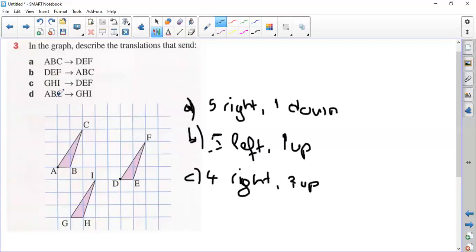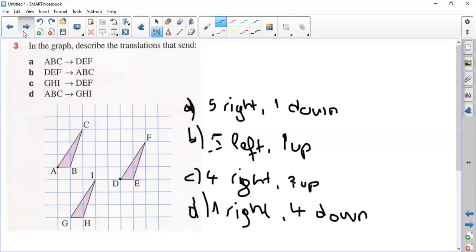Now we have to describe the translation between ABC and GHI. It means this triangle has moved to this position. Again, A corresponds to G. So A moves 1 right and 1, 2, 3, 4 down. Okay, so I have 1 right and 4 down. So this one is the movement. Let's check for the others. B goes to H, so 1, 2, 3, 4, and C, 1 to the right, and 4 down. So these are the translations that are performed on these triangles.